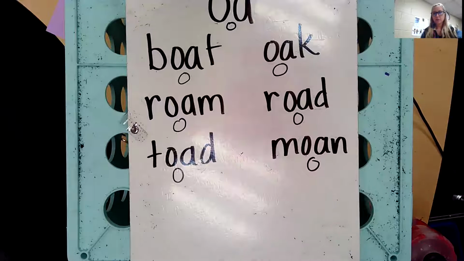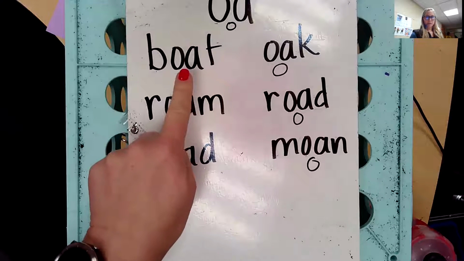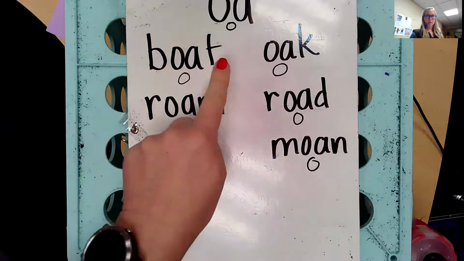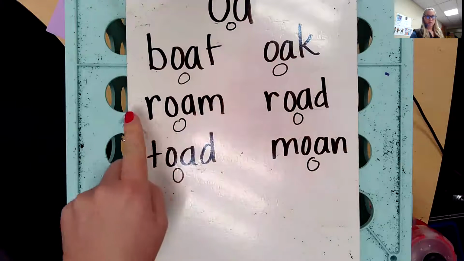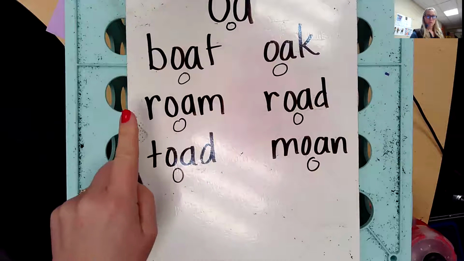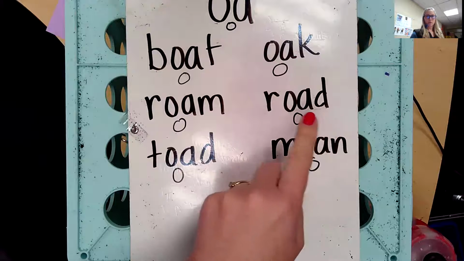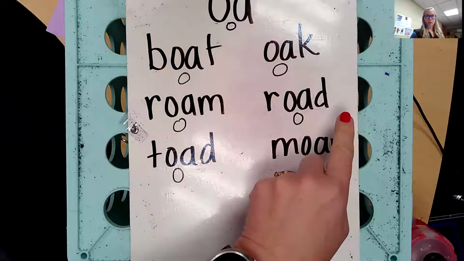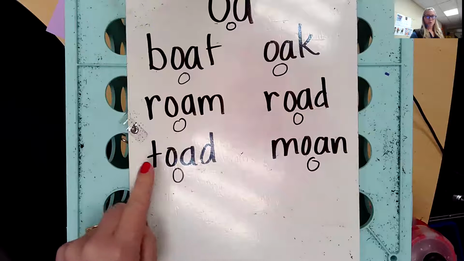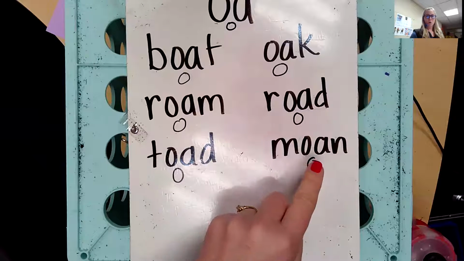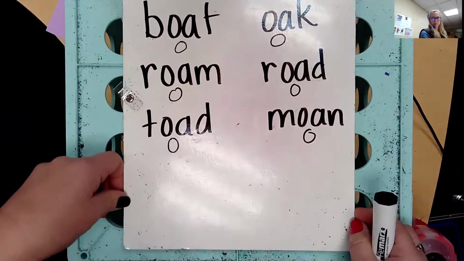Before we go on and do that, let's take just a moment and read the words that we have written so far. Now remember that OA says O. So we have oat, boat, oak, roam. This means to wander. Road, like the road that your car drives on, not I rode my bike. Toad, moan. Moan might be to cry, a soft cry.